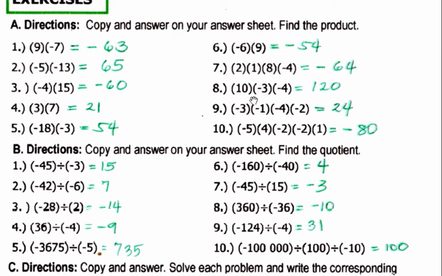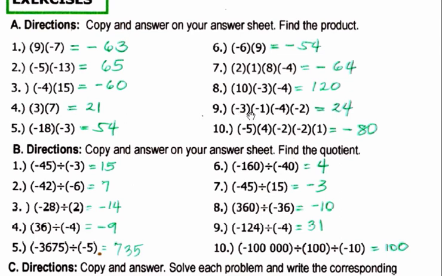Now in number 8, we have 3 factors, 10, negative 3, and negative 4. The product is 120. But why is it positive? Because there are 2 negative numbers. So negative 3 times negative 4 is positive 12, times 10, that's positive 120.